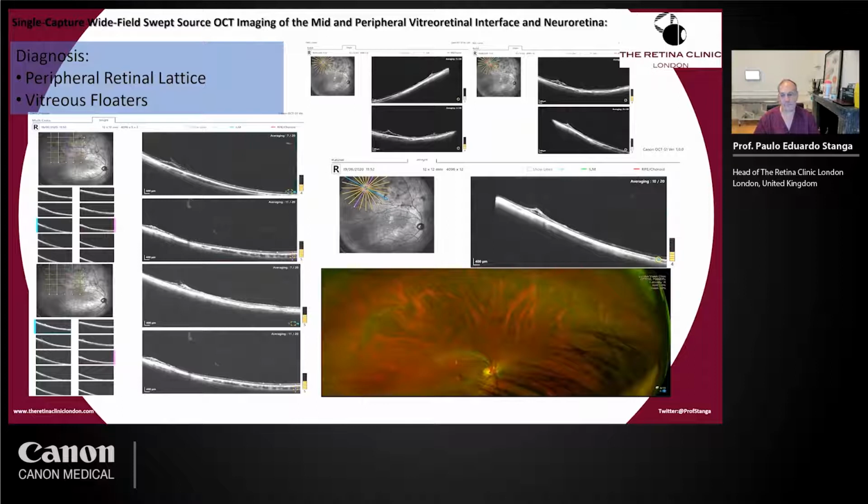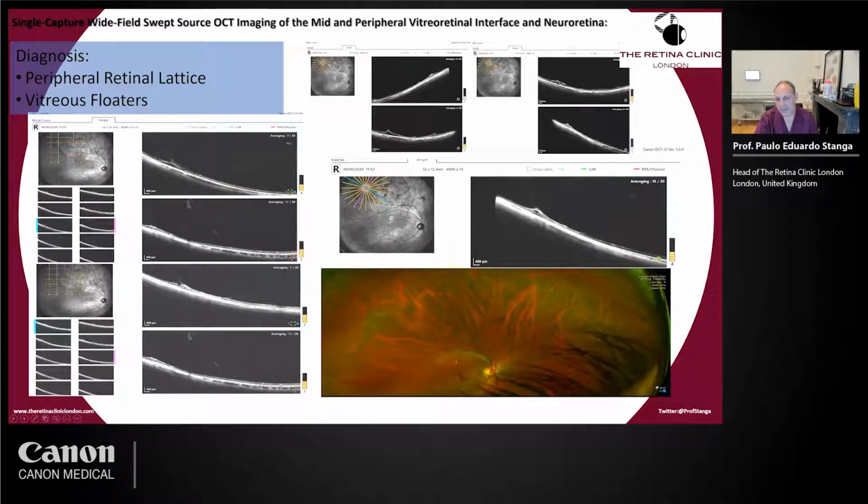So let's go to some real life examples from my clinic where we believe that this device has changed management. A patient attended the clinic with acute onset of floaters and a history of retinal lattice, and this is what we're finding extremely interesting. Here you can see a vitreous attachment in the area of lattice. There are schitic changes in the area of lattice. You can also see the floaters. There are no tears. This is the actual lesion on widefield OCT.